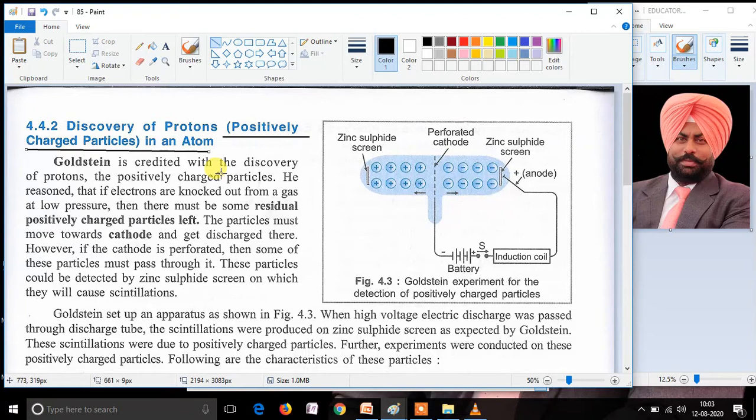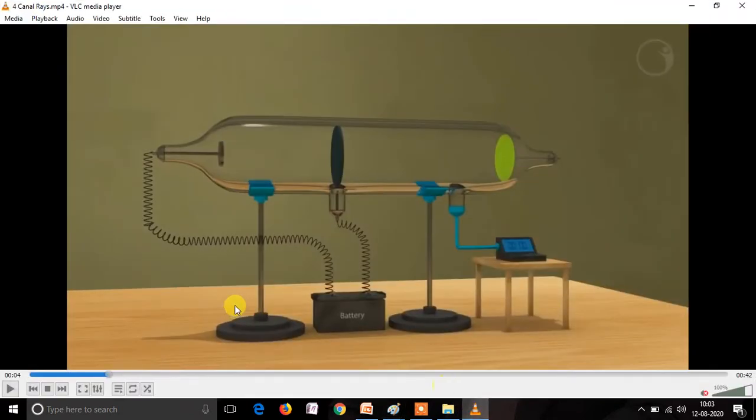As we have discussed in the previous video, how negative cathode rays are produced in the discharge tube, in this topic we are going to discuss how positively charged particles are produced in the discharge tube. For that, let's see a slide.